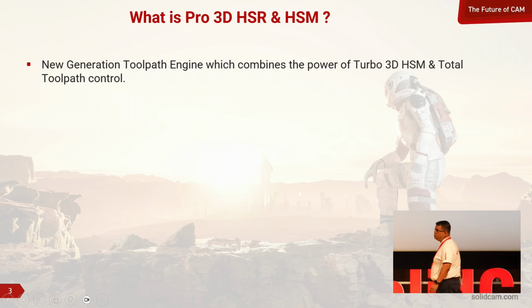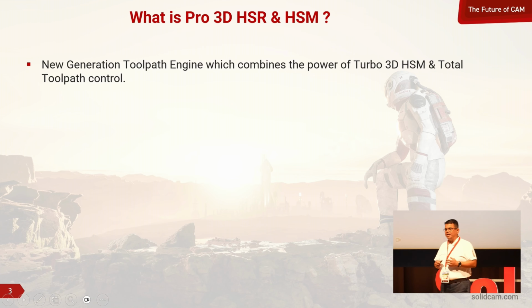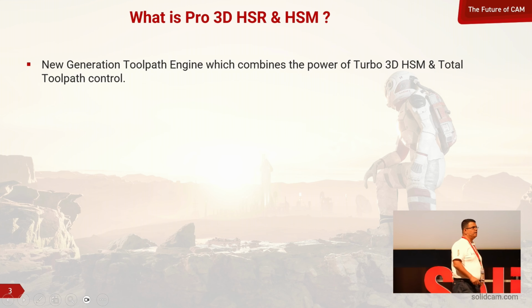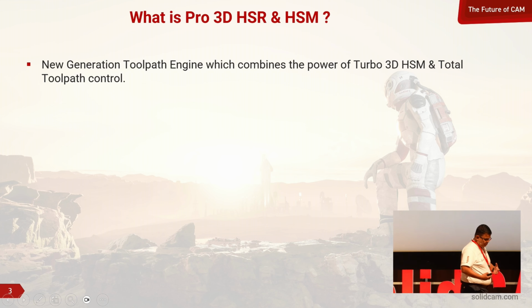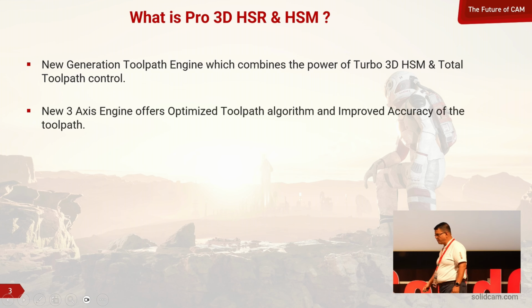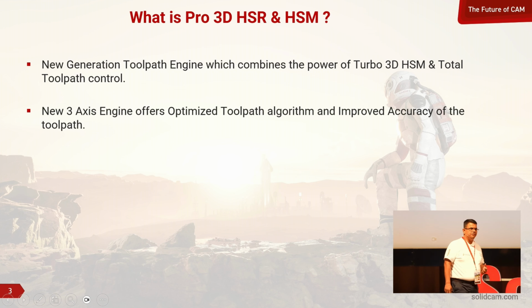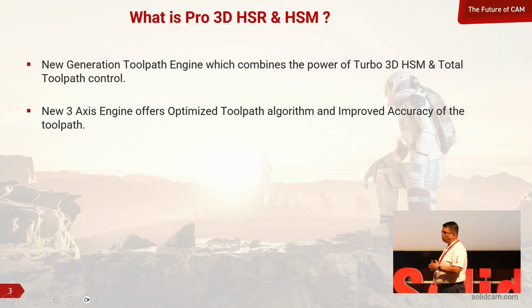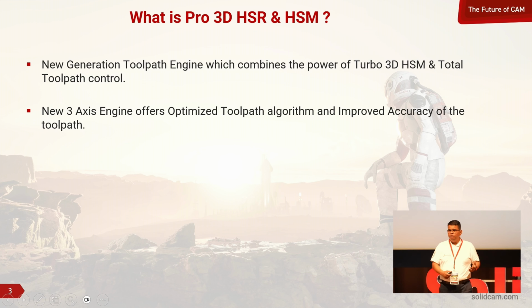First of all, it's a new generation toolpath engine for 3-axis toolpaths, and it combines the power of Turbo HSM and a complete control of the toolpath. So good things about Turbo HSM were taken over and put into this engine, and complete toolpath control was given. It gives an extremely optimized toolpath. We have tested it against HSR, HSM, and Turbo HSM, and we have found that the time it takes on the machine is much lower than all of the other two engines that we were using before.